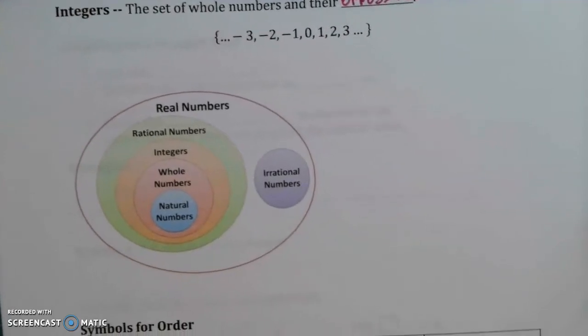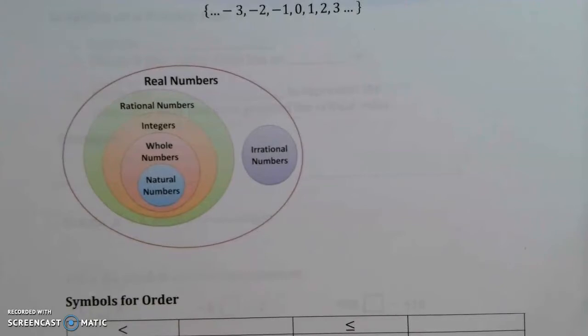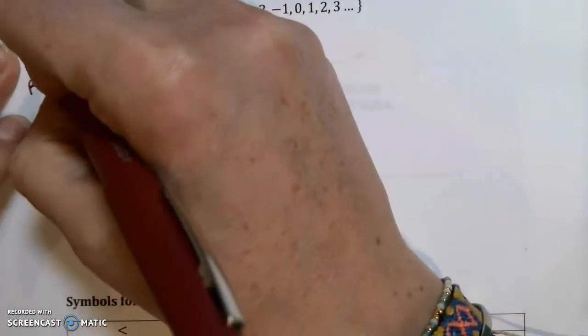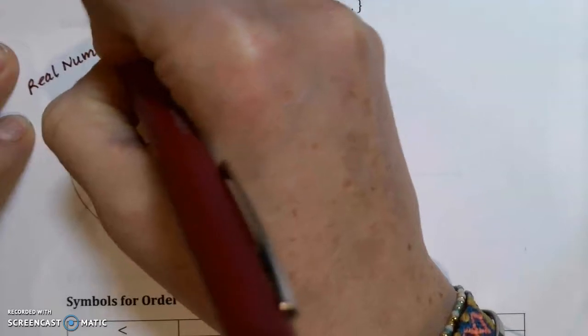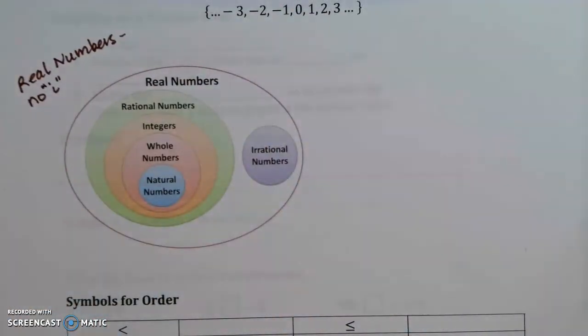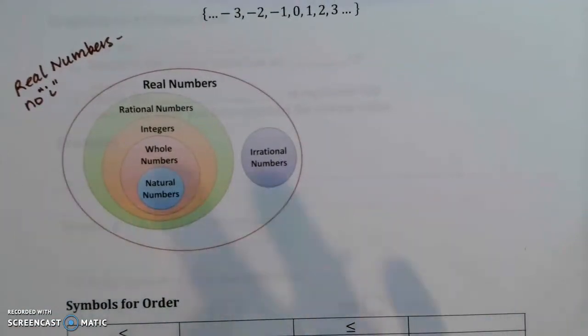Now, integers are part of the set of real numbers. And we're only going to be dealing with real numbers in this class. You may have seen imaginary numbers or complex numbers in a different class. So real numbers are anything that do not have an i in them. So I'm going to just put a few notations here and there. So real numbers, no i, which is the symbol for the imaginary numbers.